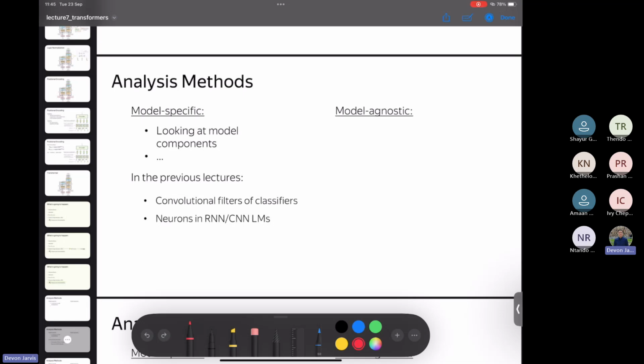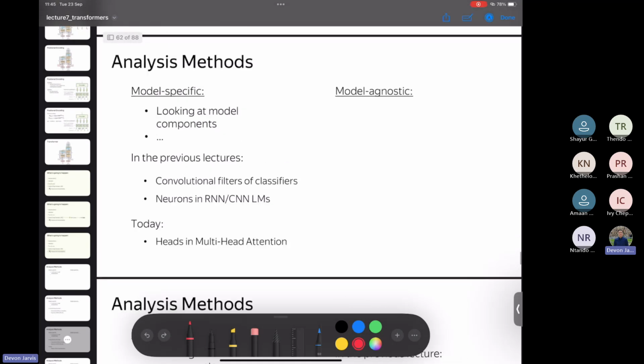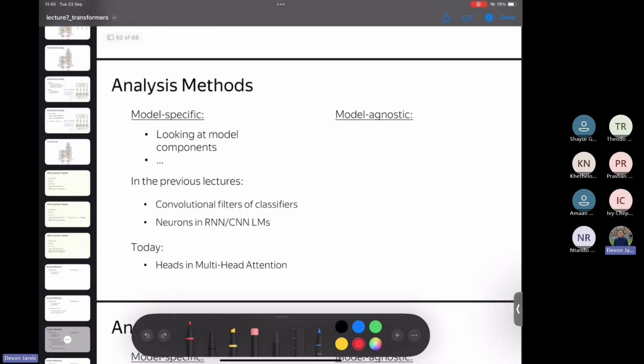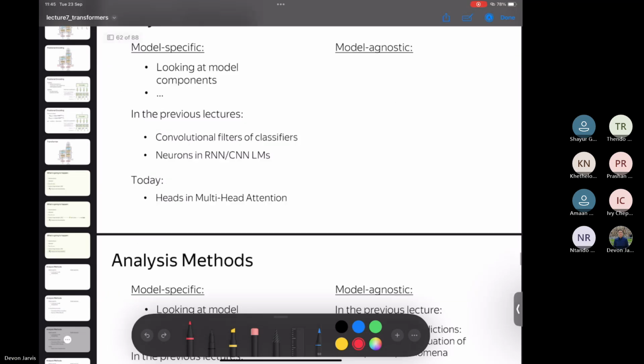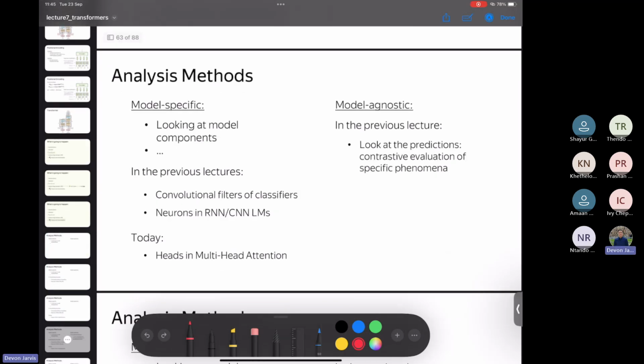You could then try and interpret different neurons within your RNN or your CNN. You could ablate certain neurons, or cut out certain convolutional filters, and see how that affected the output of the model. So that's the same kind of idea there. And then today, obviously, what people really care about is looking at what these multi-head attentions are doing.